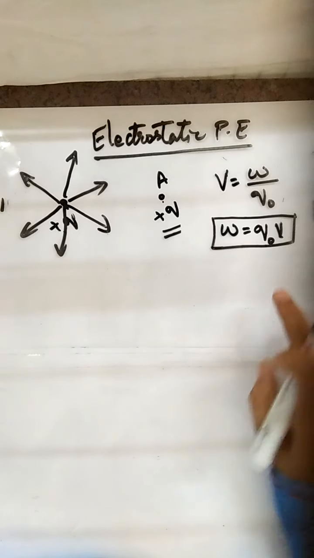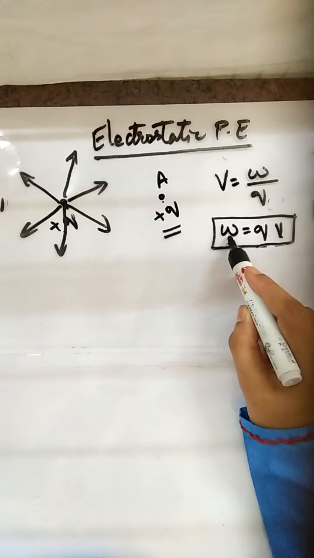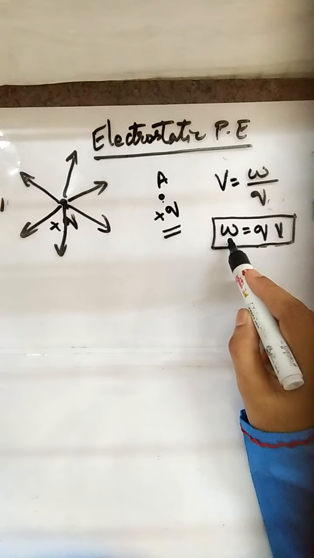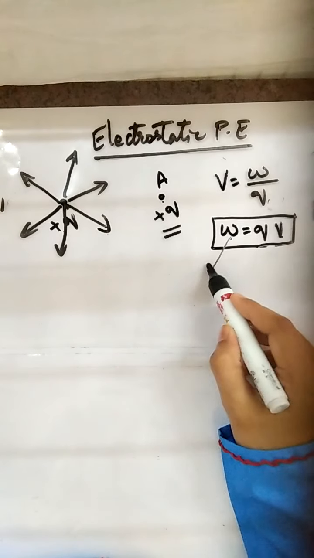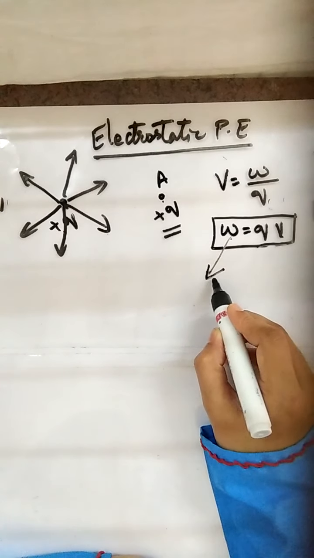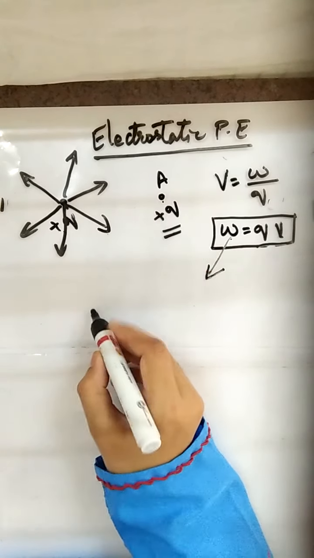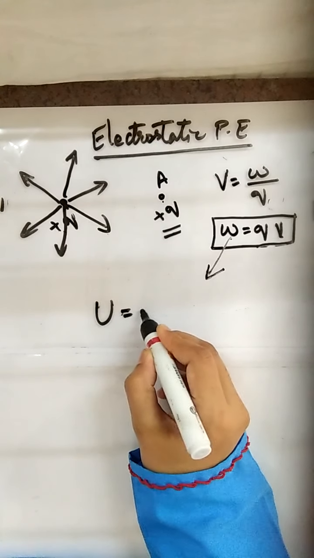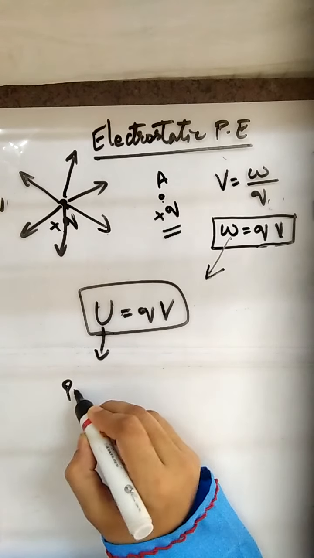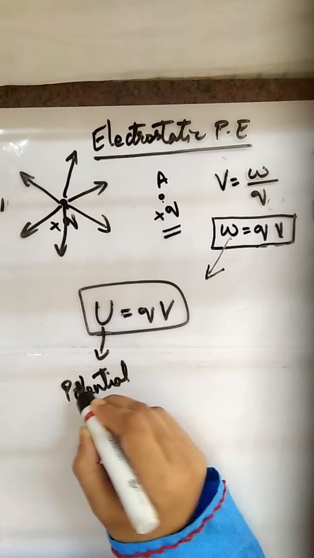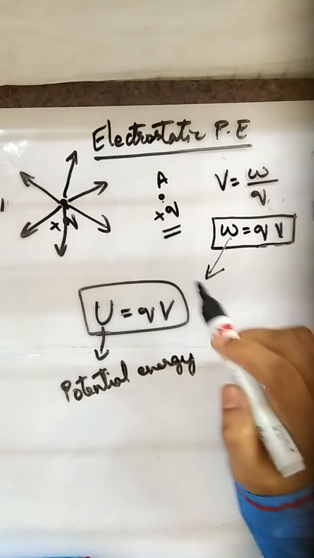Then what will be the work done? The work done will be q naught, I should remove and replace it with just q. So this is the work done by external force, or work done by you, to bring q from infinity to this point, correct? Now where has this work gone? This work done is stored as potential energy of q. So you can write it as U is equal to q into V, where V is the potential energy of q in the presence of electric field.